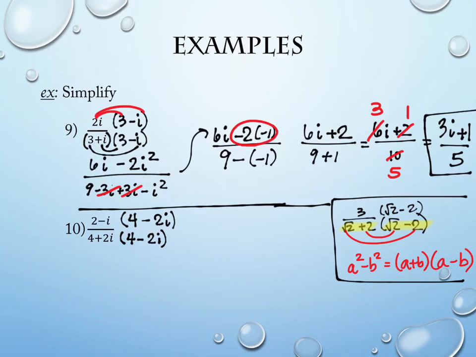So let's just start with the top, so my spacing will work out a little bit nicer this time. I have the 2 minus i that has to FOIL with the 4 minus 2i. So my first terms, 2 times 4, are 8. My outer terms, 2 times negative 2i, would be negative 4i. My inner terms, negative i times 4, would be another negative 4i. Those will not cancel generally. I have the last terms, which is negative i times negative 2i, which is what?